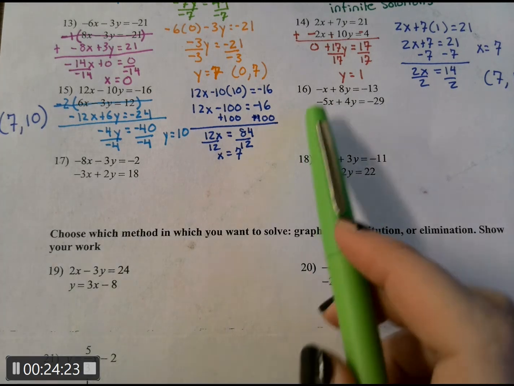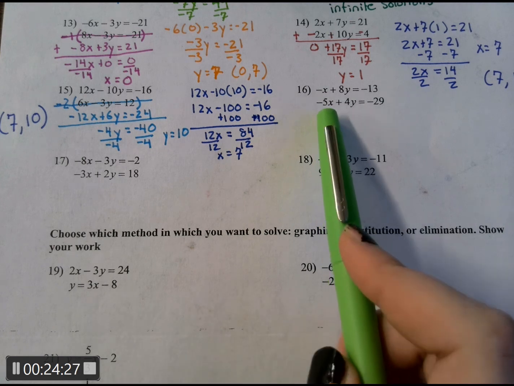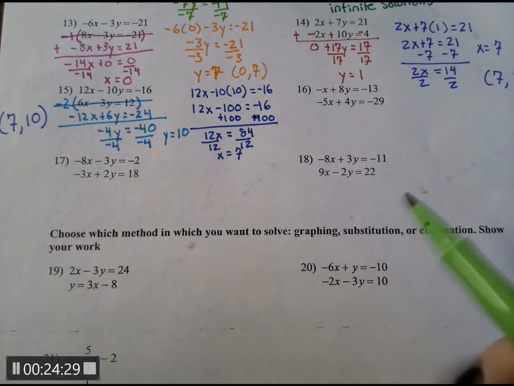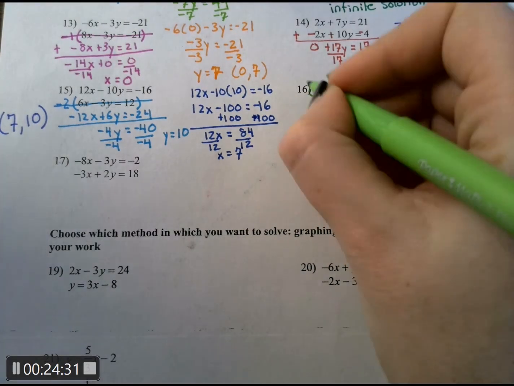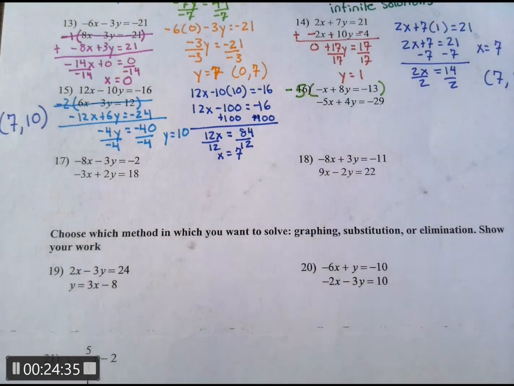For our next one, we have negative x and a negative 5x. So I know I want to multiply our top equation by 5, but I also want to multiply it by negative 5. Okay? So I'm going to let you guys finish this one up. I'm just going to tell you guys what to multiply by.